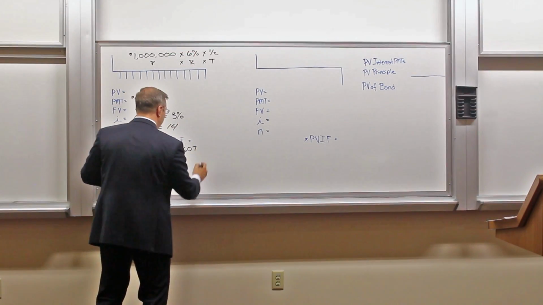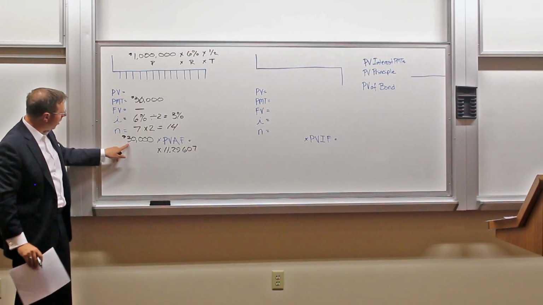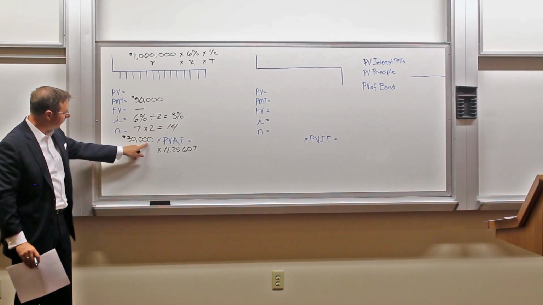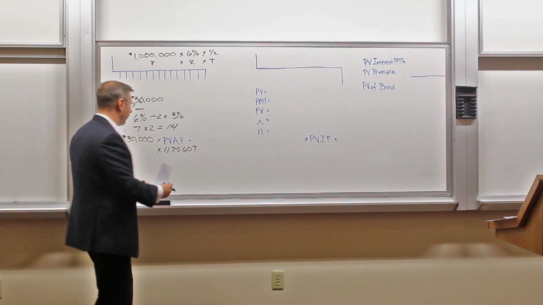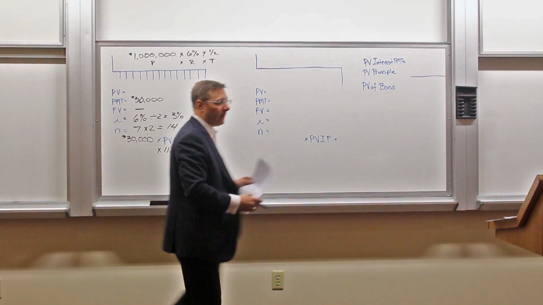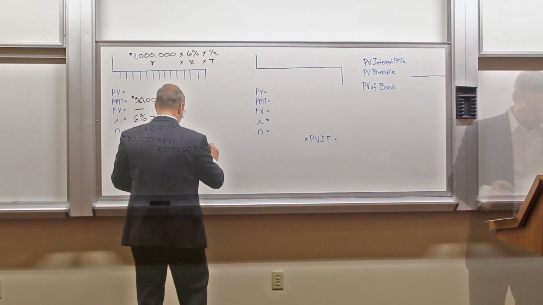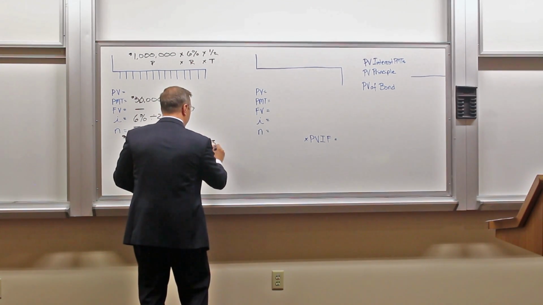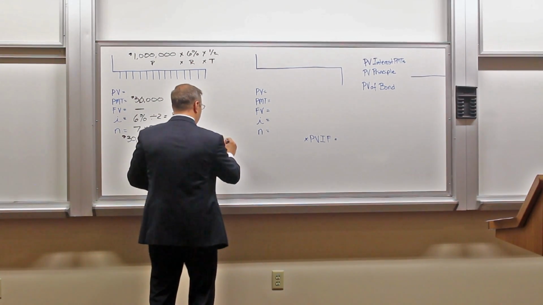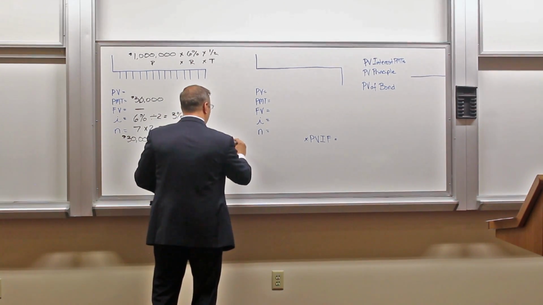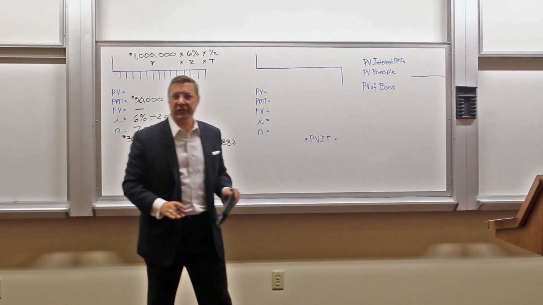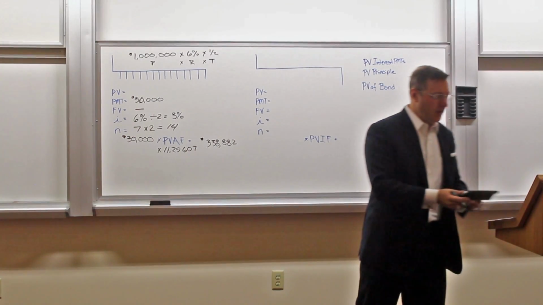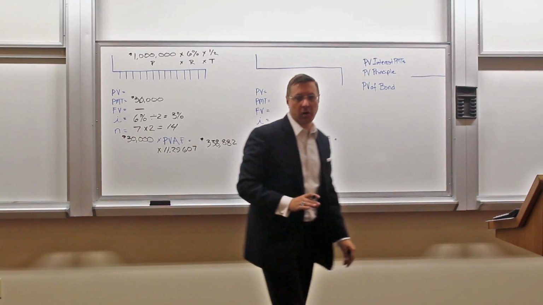11.29607. We multiply our payment, $30,000 for every 6 months, times our present value annuity factor, and we get a result of $338,882, and I'm going to just round off the cents. That's 1/2 of the problem.